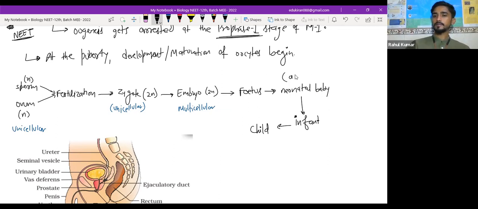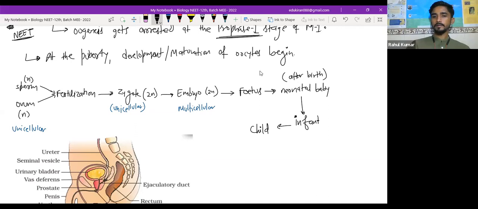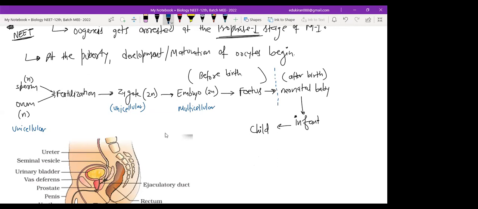So this is after birth. And everything till here is before birth. Is it clear? This is the line. Is it clear, everyone? Yes, sir. Okay.